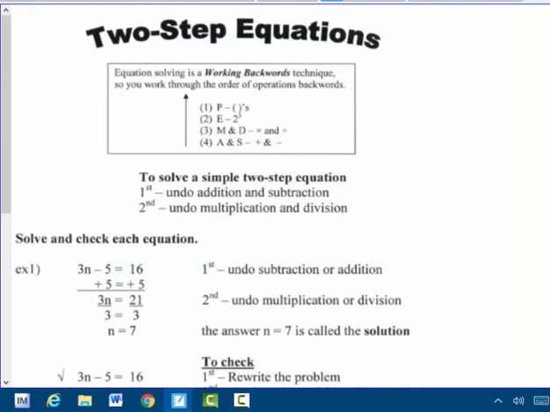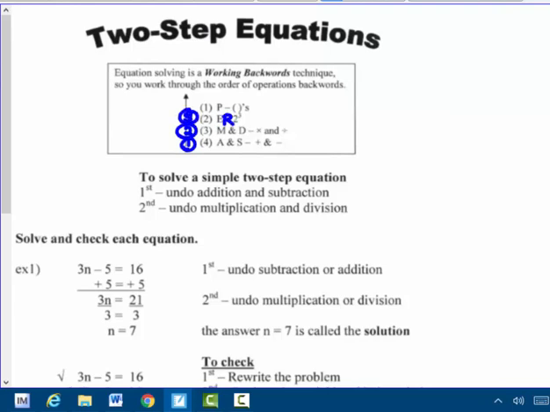Next page, two-step equations. They're called two-step equations because there are 2 operations. We're going to be doing the inverse of 2 operations. And equation solving is like a working backwards technique. So you work through the order of operations backwards. You look for adding and subtracting first. Then you look for multiplying and dividing, and you undo those. Then you look for exponents or roots and undo those.